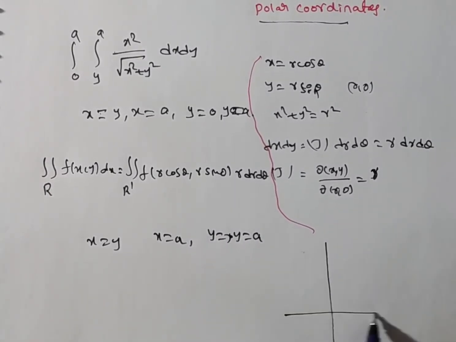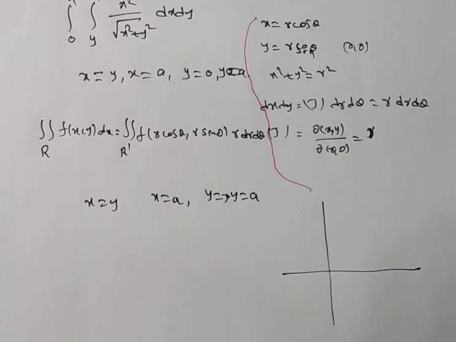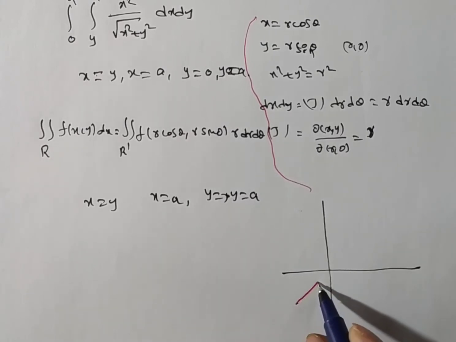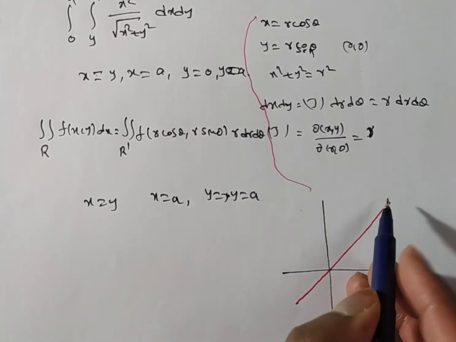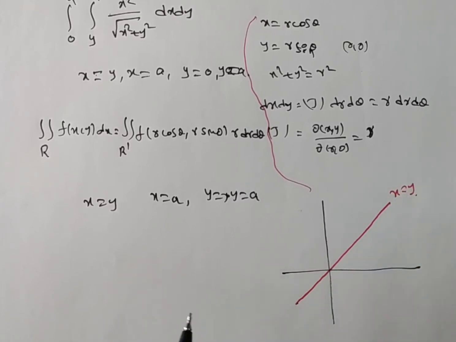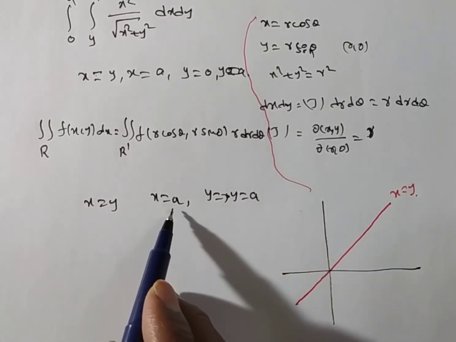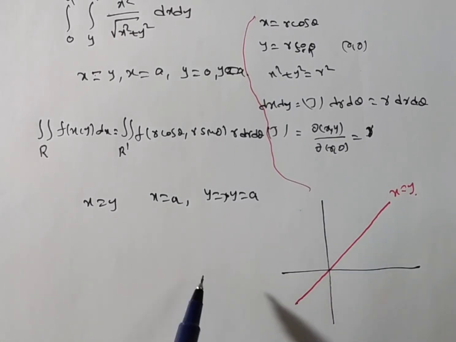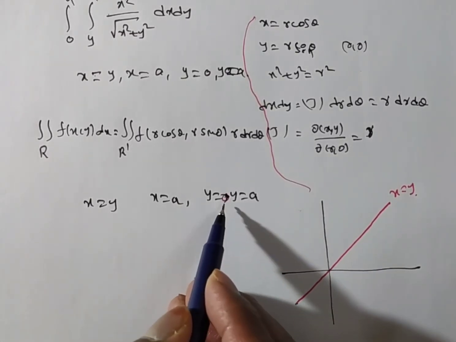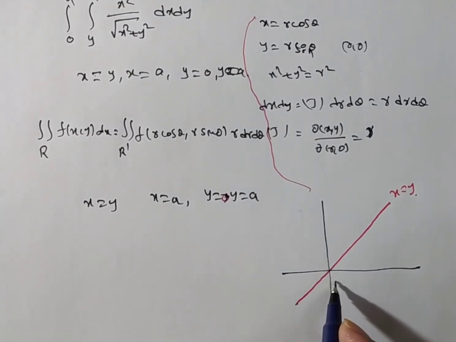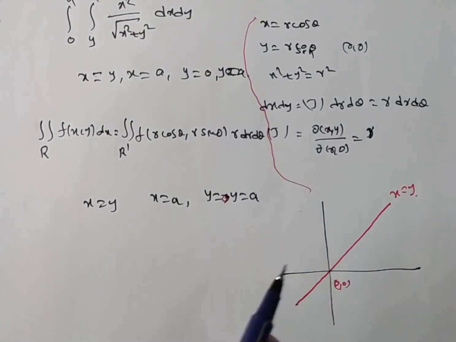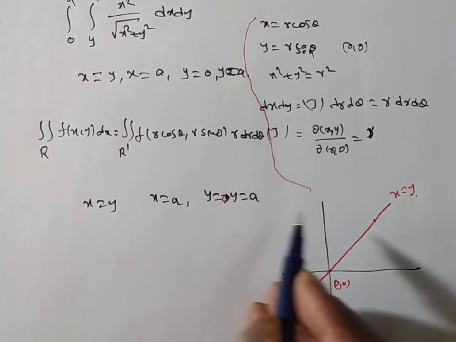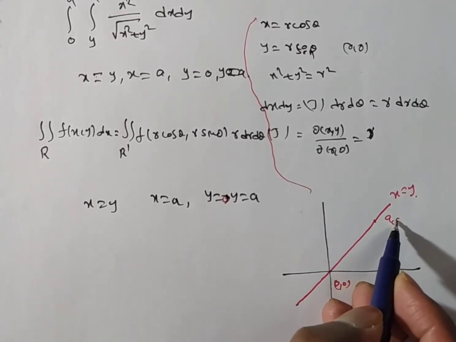First, I am drawing the xy plane. In the xy plane, I will draw the region. The line x is equal to y looks like this. Next, they are given x is equal to a, so obviously y is equal to a, the same line in this case. Next, y is equal to 0: whenever y is 0, x is 0, so the point is 0 comma 0, and a comma a also. Whenever y is a, x is equal to a.